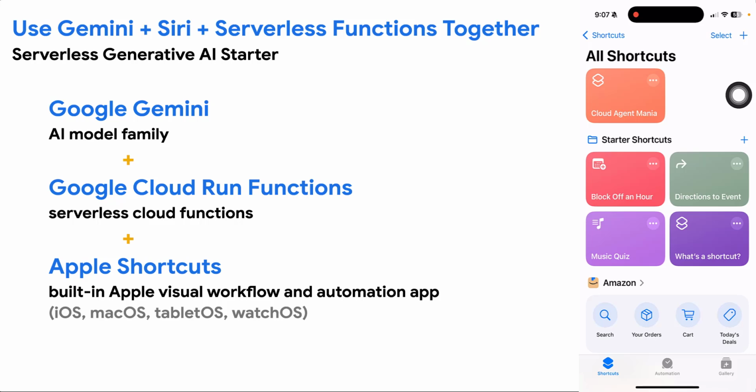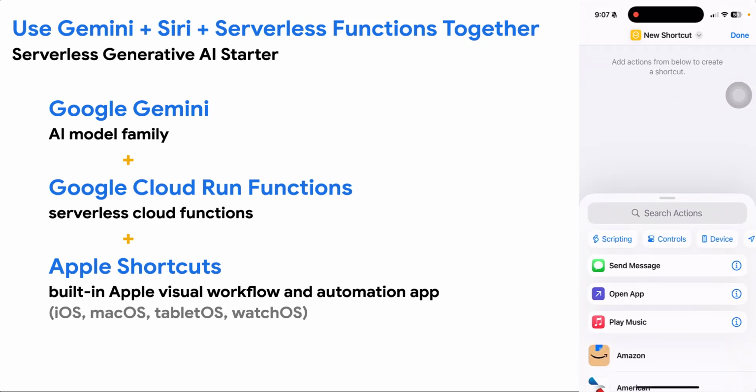On Apple operating systems like iOS, macOS, tabletOS, and watchOS, there's a built-in visual workflow application called Shortcuts. It actually used to be called Workflows. So what this allows you to do is, instead of programming, you can do programming-like activities with a visual workflow designer. This allows you to have device, OS, and application inputs and outputs that work together.